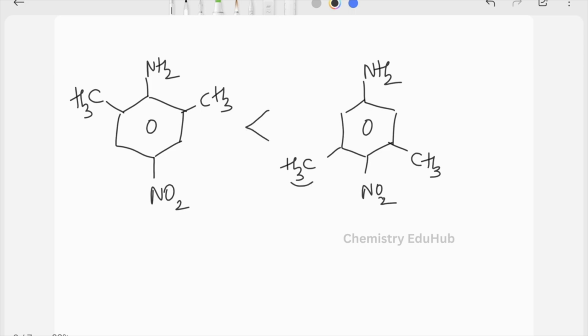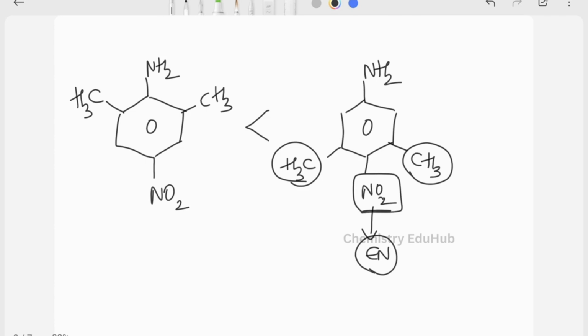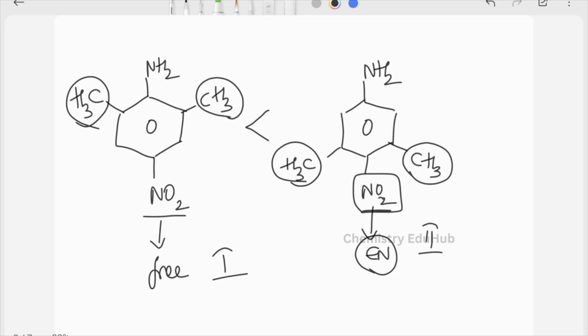It's because due to the 2 bulky groups present in between the nitro, it is hindering or affecting the electronegativity of nitro group. But here the methyl groups are at meta position and this group is free to show its electronegativity and increases the acidic behavior. So hence the first compound is less basic compared to that of the second compound.